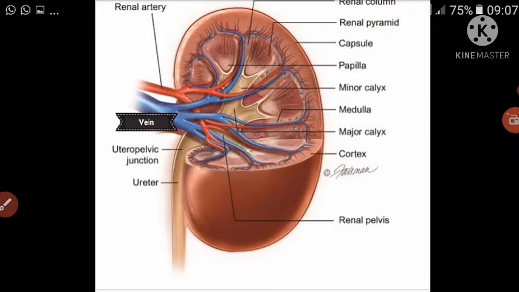Each medullary pyramid opens into a small chamber called minor calyx. The minor calyx in turn opens into a wide chamber called major calyx, which finally opens into another wide funnel-shaped space called renal pelvis, from which urine passing through the ureter collects into the muscular sac-like structure called urinary bladder.